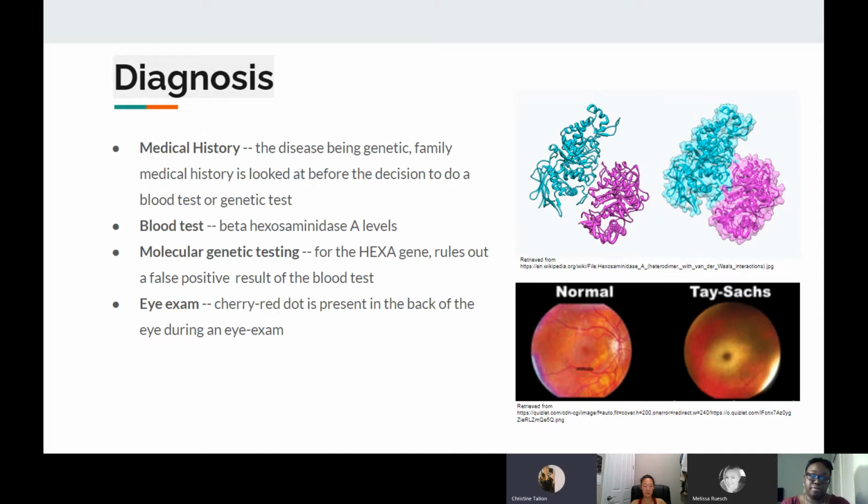A diagnostic test for this is a blood test that checks for the beta hexosaminidase A levels. We can also do molecular genetic testing that looks for the HEXA gene, which is responsible for the production of the beta hexosaminidase A enzyme. Lastly, we can do an eye exam to look for the cherry red dot in the macula. Next.